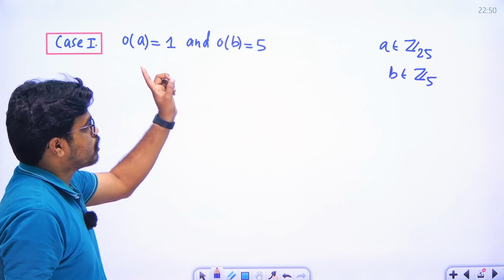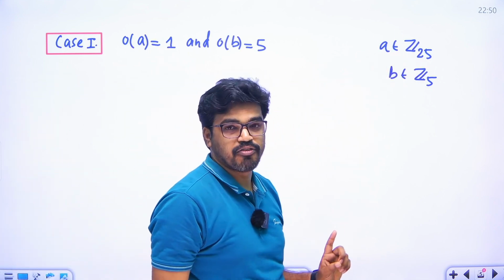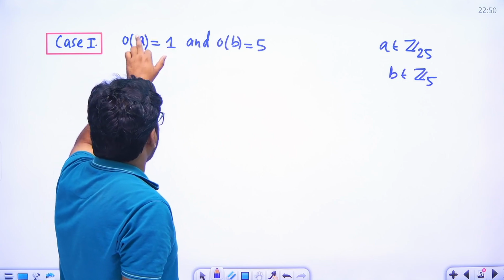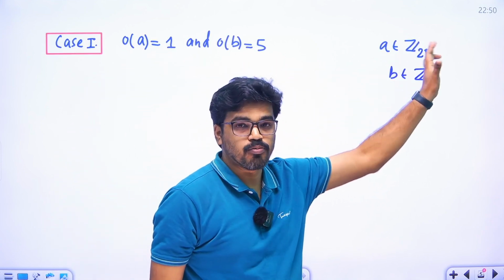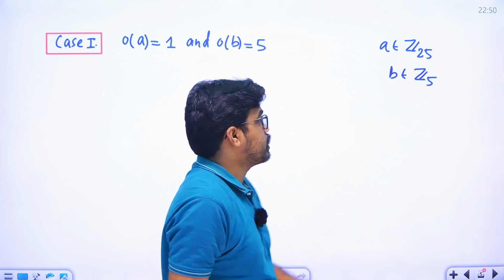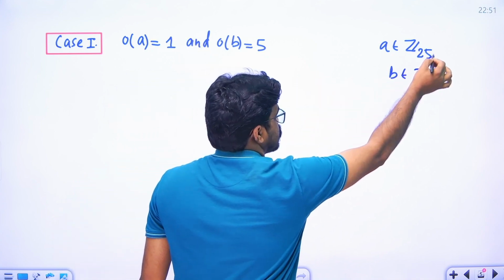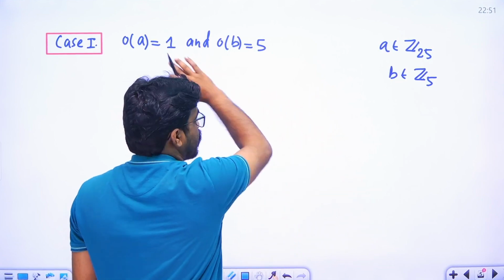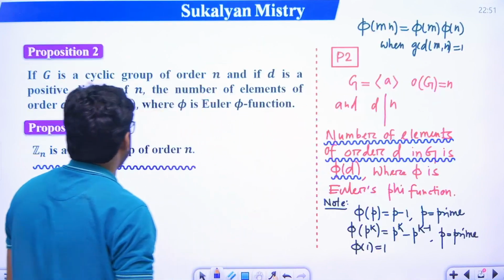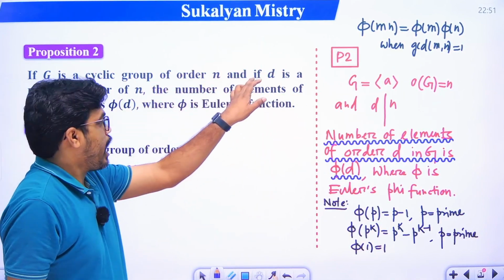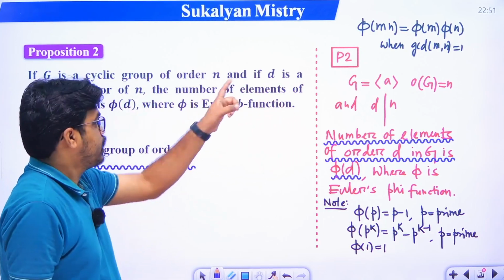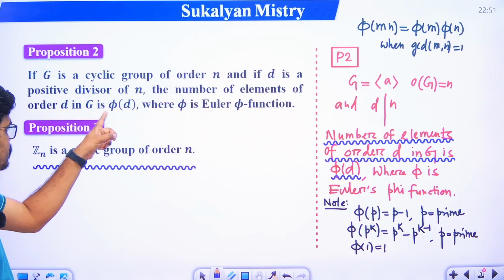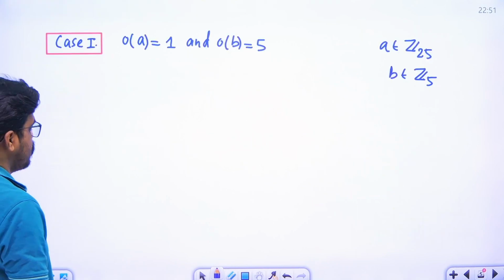Let's see, order of A is 1. তাহলে 1 অর্ডারের কতগুলো এলিমেন্ট থাকবে Z25 এর মধ্যে? Z25 is a cyclic group. দেখো 1 divides 25. So the number of elements of order 1 in Z25 is phi 1. Just apply this formula. If G is a cyclic group of order n, and if D is a positive divisor of n, that is if D divides n, then the number of elements of order D in G is phi D. Okay, ঠিক আছে?